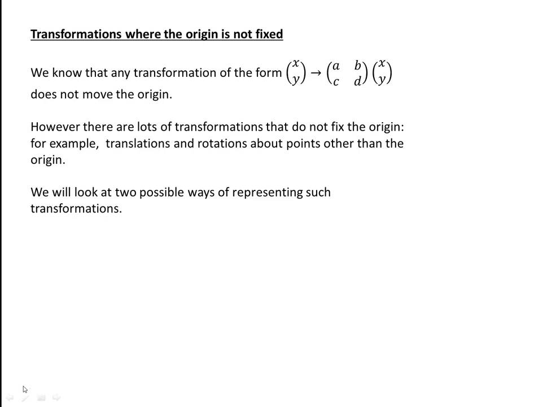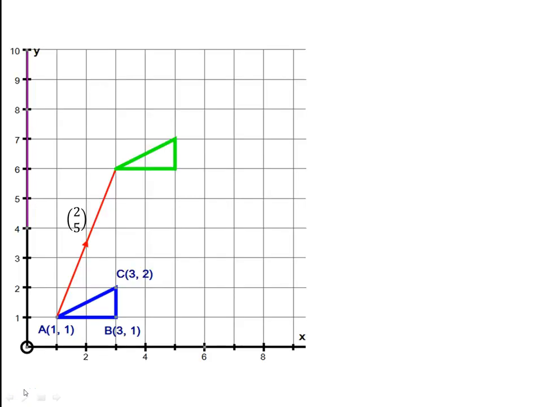For example, we could do a translation of (3, 5). We could do a rotation about any point other than the origin. Or we could do a reflection in a line which doesn't pass through the origin. And what we're going to try and find is two possible ways of representing such transformations. So let's start by considering a translation.